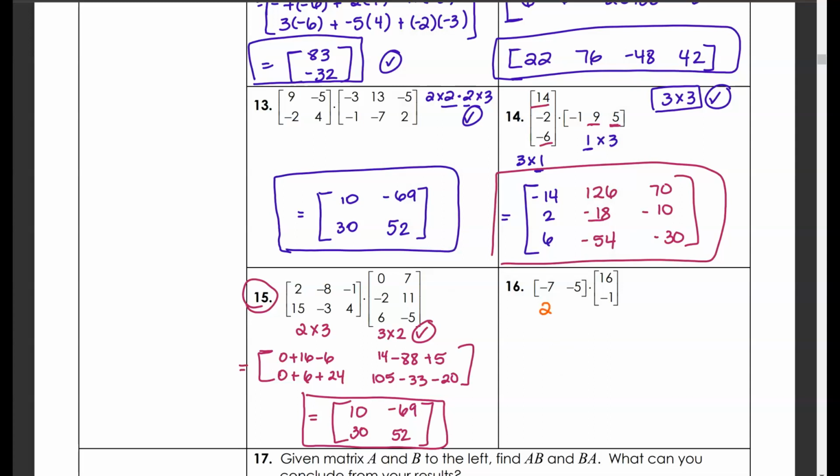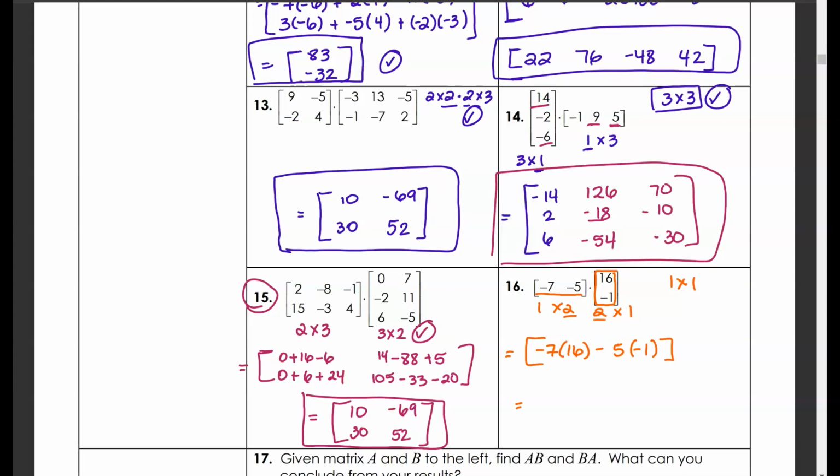So this is a 2 by 1 being multiplied by a... Sorry, I said this backwards. This is a 1 by 2 being multiplied by a 2 by 1. So notice that my 2's are there, so we're going to end up with a 1 by 1 matrix, which means we're going to end up with one value. So here I'm going to take this row multiplied by this column. So I'm going to get negative 7 times 16 minus 5 times negative 1. And that's the entire matrix.